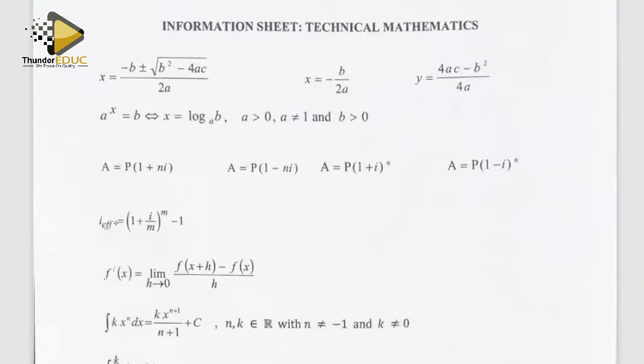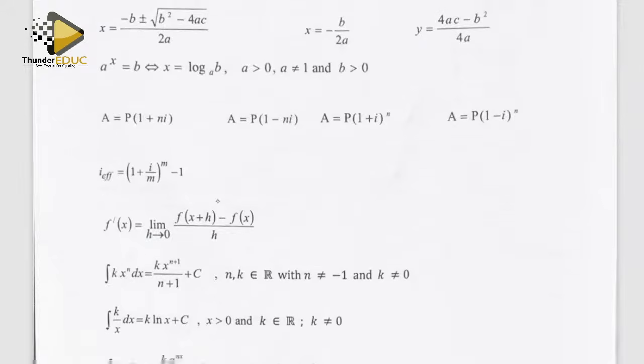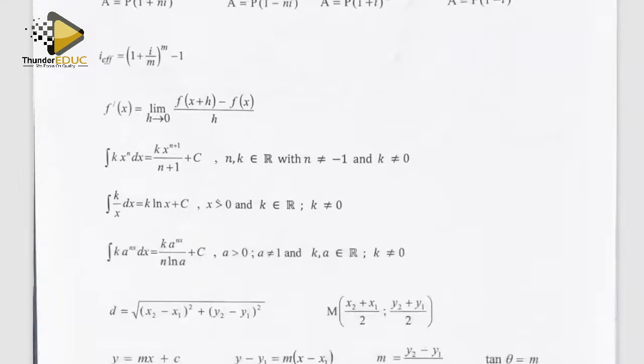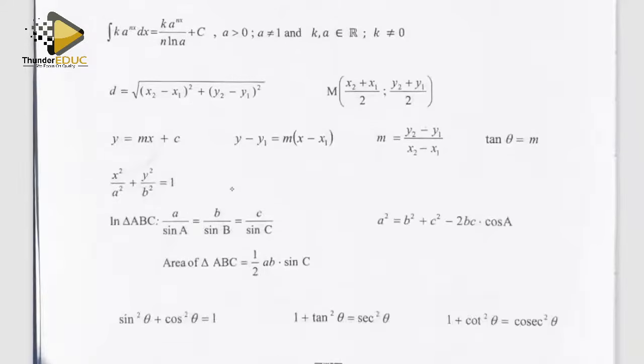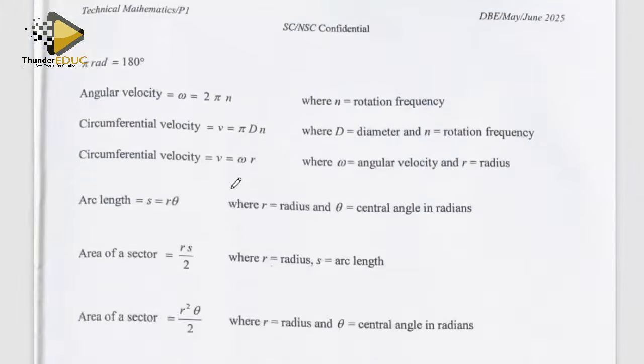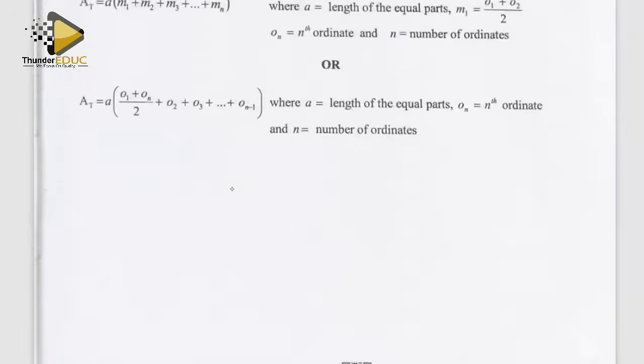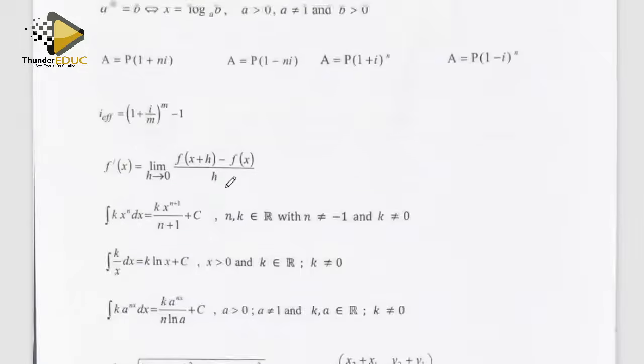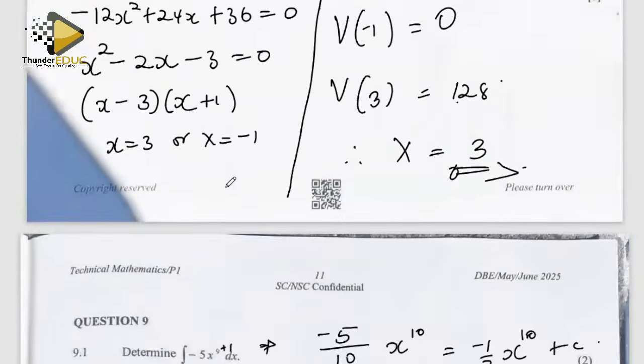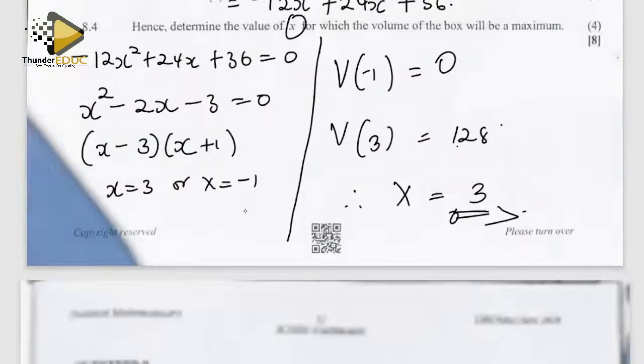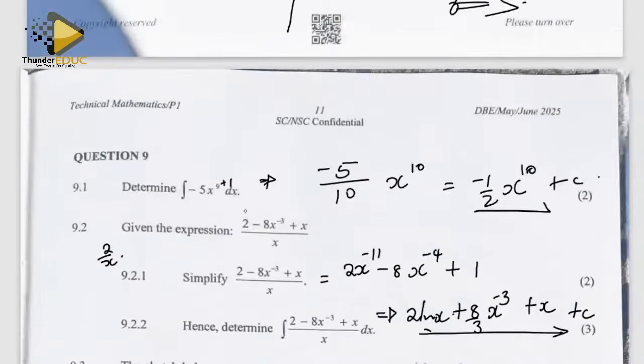All right, so that is how we would have gone about that paper. And we can say that looking at the overall paper, you can see that it was a fair paper, okay? Out of 100, we can rate it around 98% doable, okay? It's 98% doable.